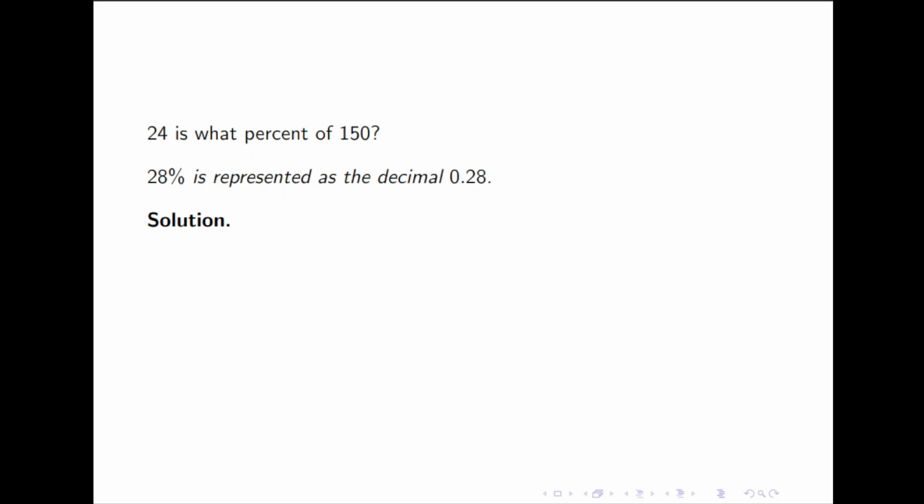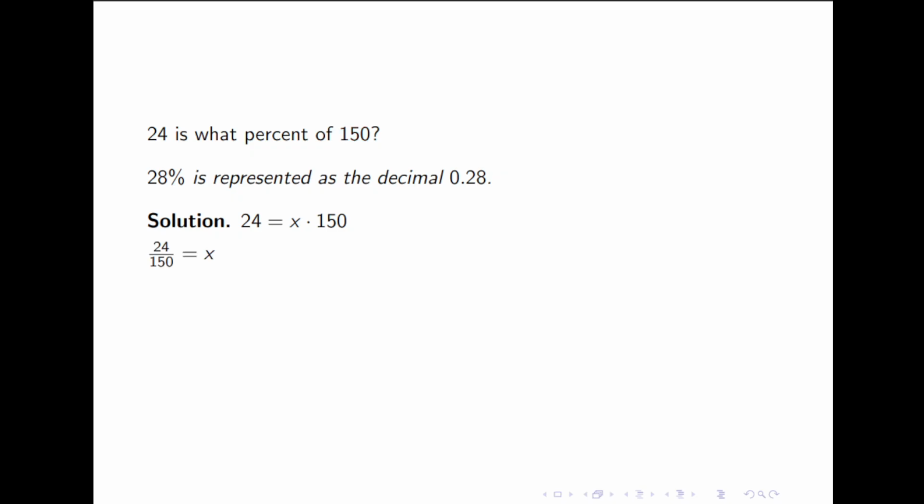Read the original equation from left to right to build the equation. 24, the word "is", is represented by the equal sign. What percent is represented by the variable x. The word "of" is the multiplication sign. Finally, the question ends with 150, so our equation has 150 after the multiplication sign. In full, our equation is 24 equals x times 150.